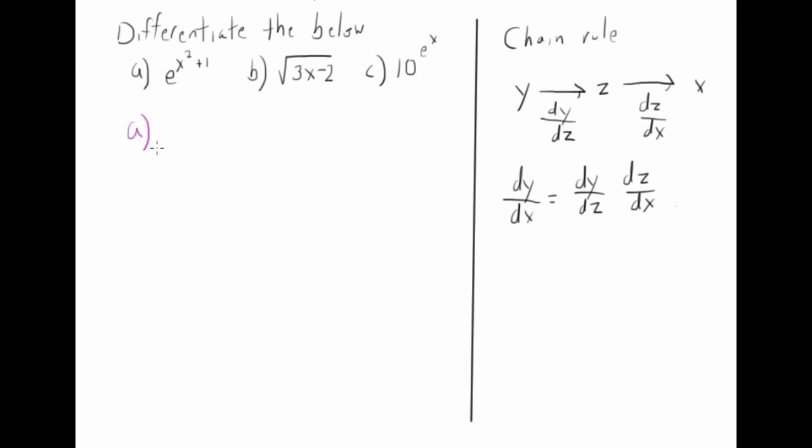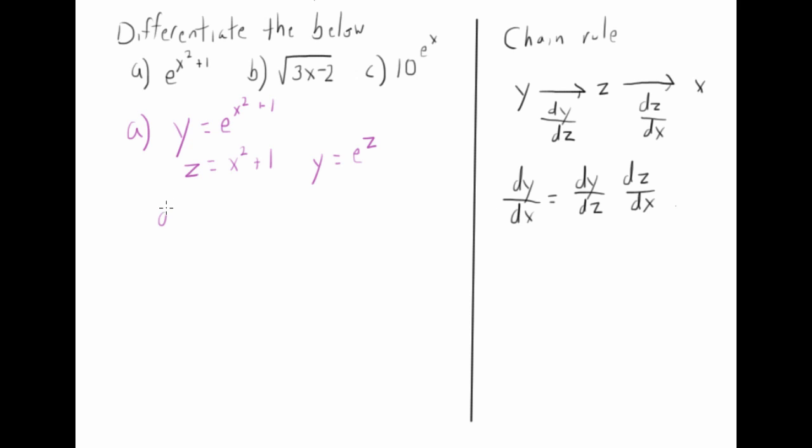For the first problem, in A, we've got y equals e to the x squared plus 1. We're going to write this as a composite function. The z always stands for your inside function. So that's what's inside parentheses, what's in a square root, what's in a denominator, what's in an exponent. So the best thing to do here is to go with z is what's in the exponent. So that's x squared plus 1. And then y equals e to the z.